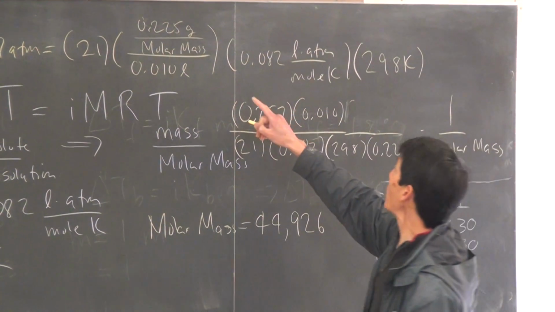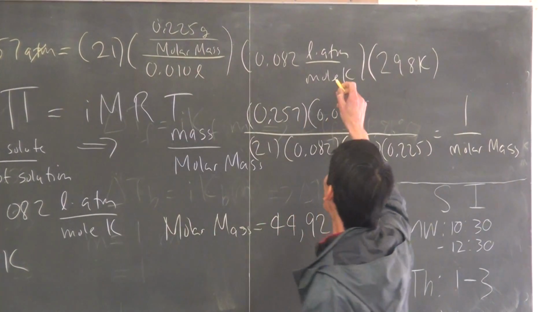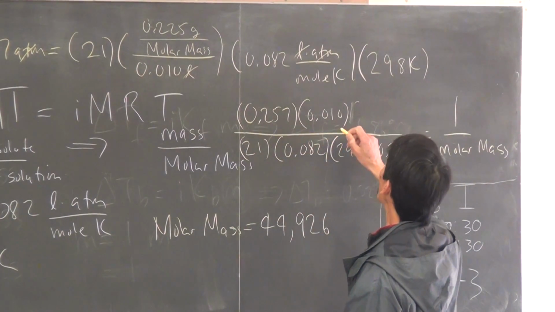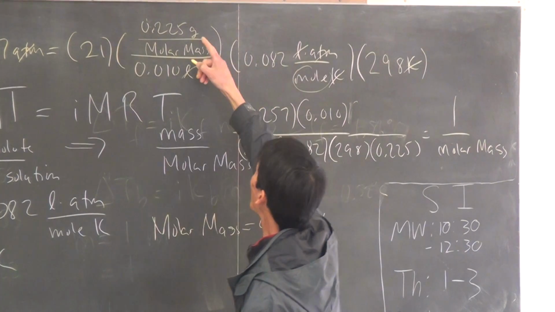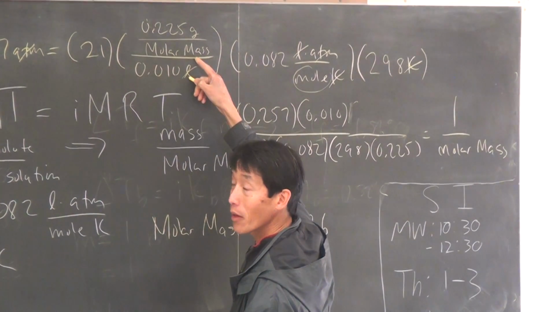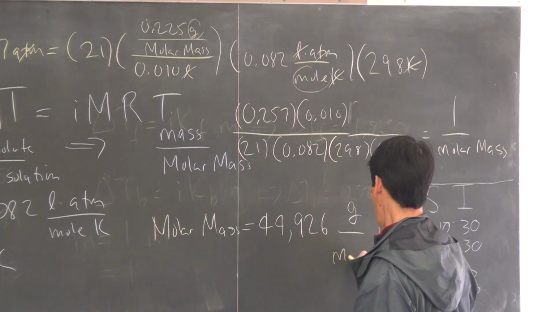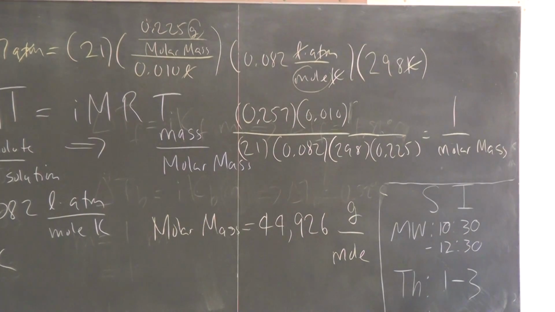Okay, so we look at this. We have atmospheres here, which cancel out. We have liters, degrees Kelvin, grams, and moles. Molar mass should be in units of grams per mole. So we should get big numbers. That makes sense, 44,000. If you got something like 4 or 40, that's too small for a protein.